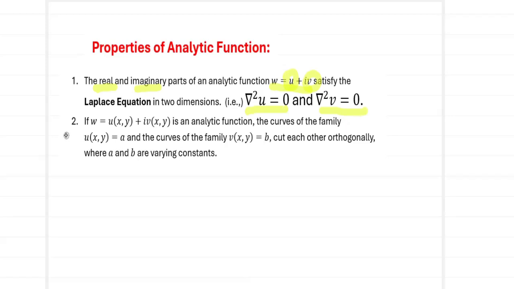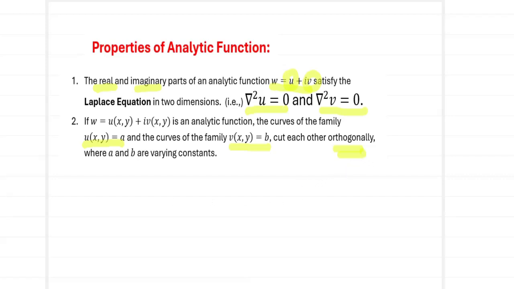The second property says if w = u(x, y) + iv(x, y) is an analytic function, the curves of the family u(x, y) = a and the curves of the family v(x, y) = b cut each other orthogonally. What do you mean by orthogonally? The curves are going to be perpendicular to one another.